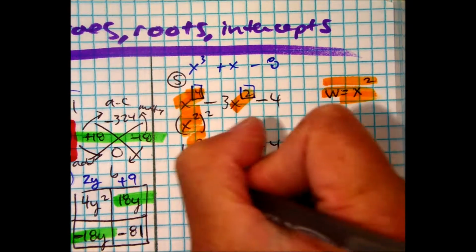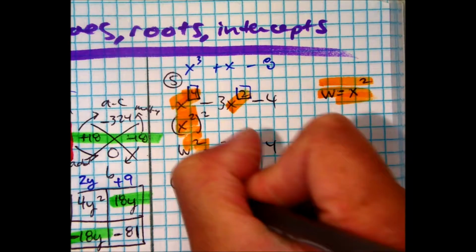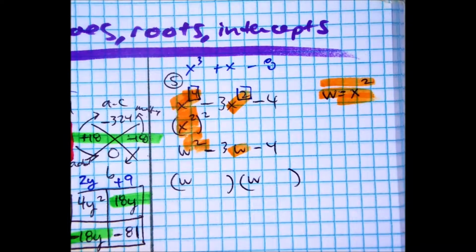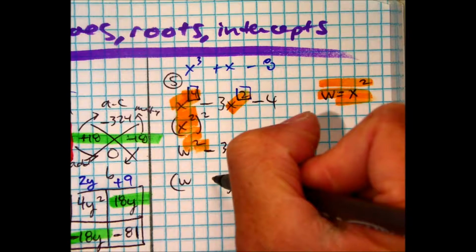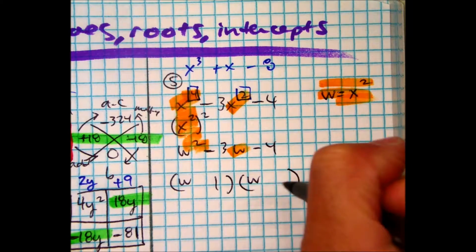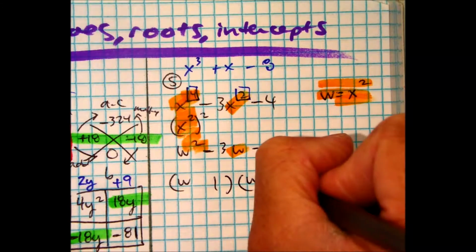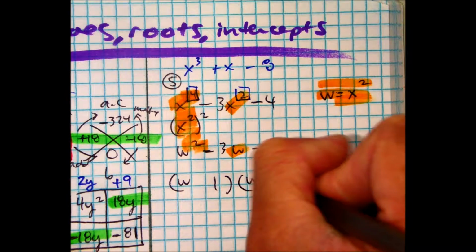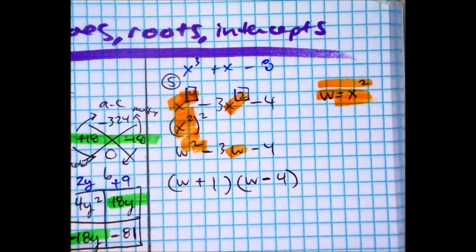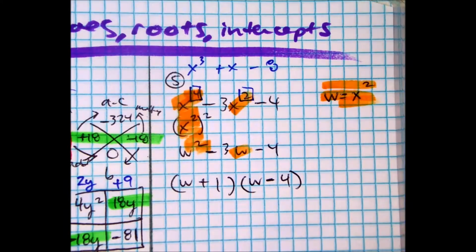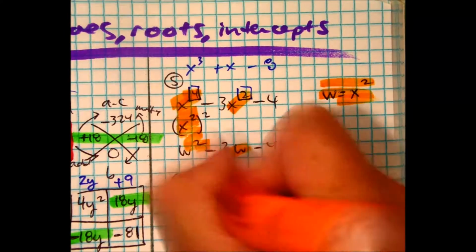Minus 4. And if you factor that problem, you would get w and w, right? The numbers would be what? 1 and 4. Which one has to be negative? Negative 4 and positive 1. Okay? And then I just go back and do my substitutions again.